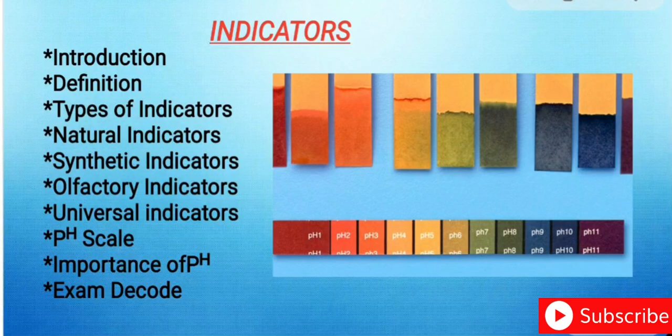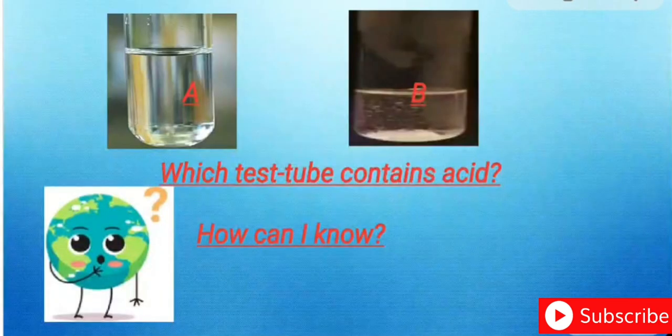So let's start. What is an indicator? Before that, let us give one example. There are two solutions, solution A and solution B. Your teacher told you one solution is acidic and another solution is basic, and asks you to bring the acidic solution. But when you see both the liquids are the same in color, how can you know which solution is acidic and which is basic?